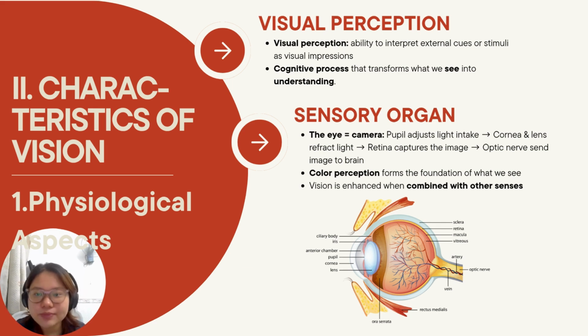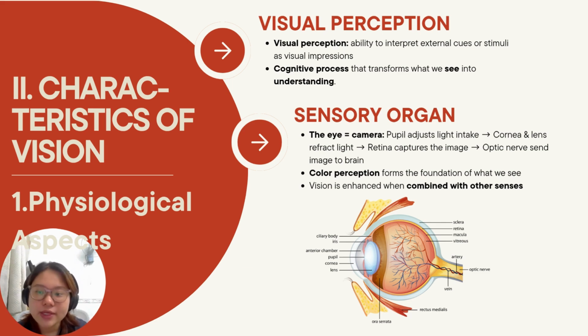nerve. And through this process, the eyes enable us to detect contrasts such as light, dark, large, small, broad, narrow, all kinds of dimensions and characteristics of our environment, the objects we see. So that is how our eyes function.